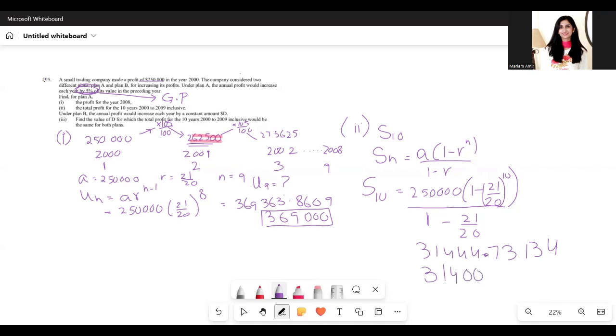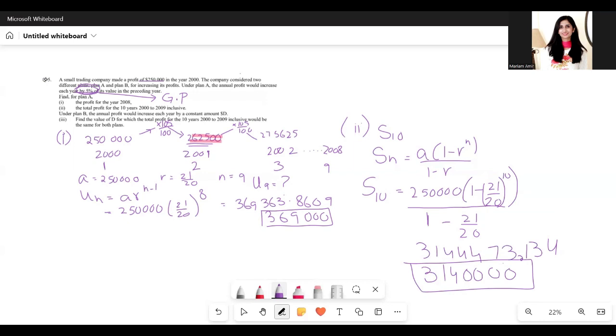In three significant figures, it becomes 314,000. In fact, no, I think I've messed up the decimal place. It's supposed to be after 73. So it's 314,473.13. So in three significant figures, we're going to get 314,000 and another 2 zeros. This is the answer for part 2.